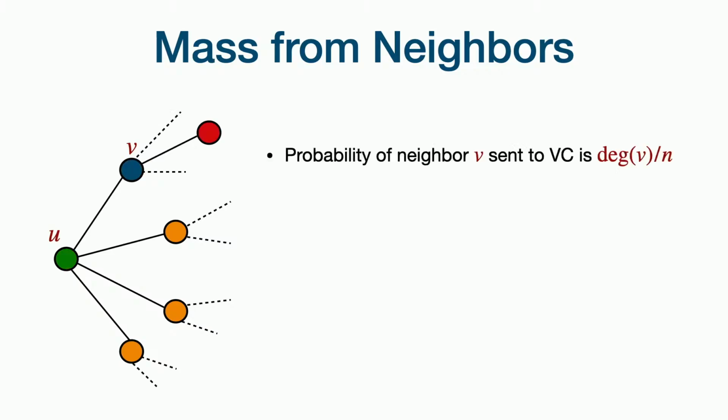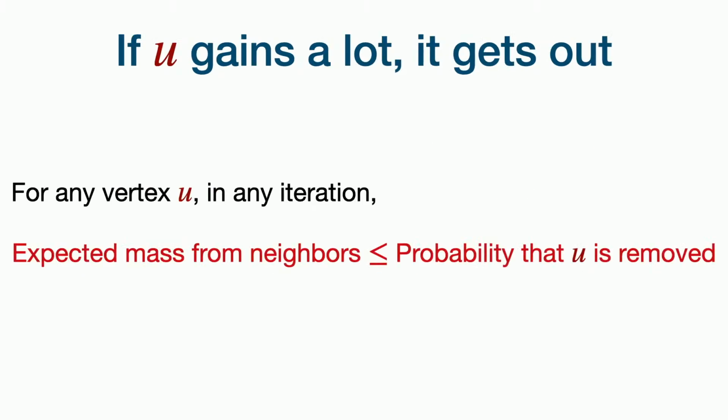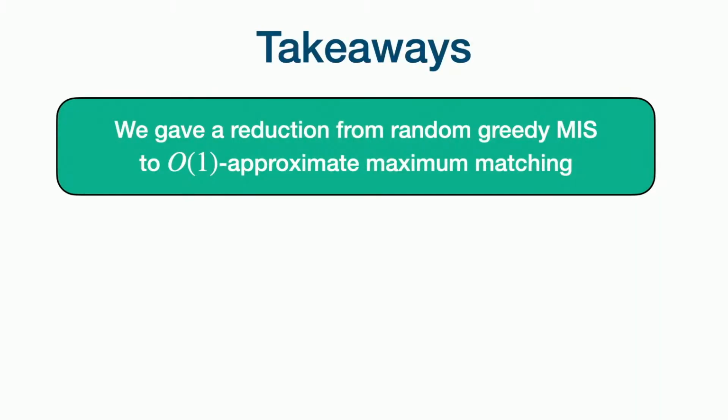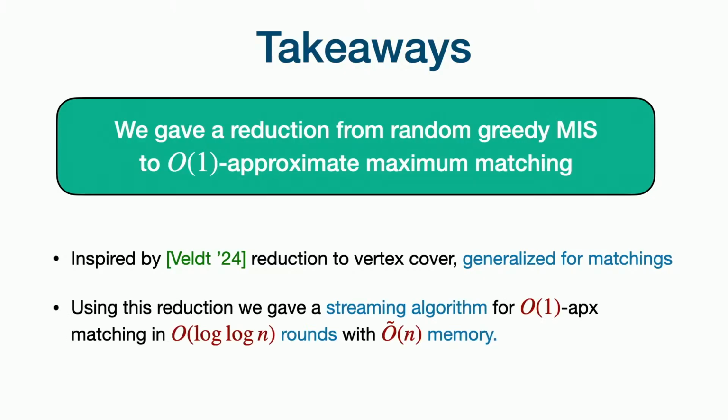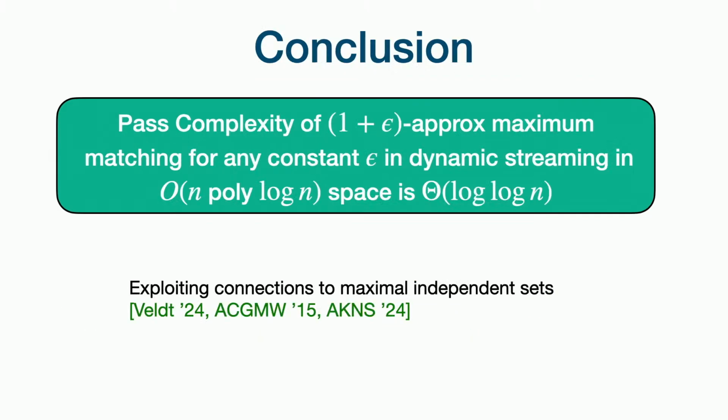OK, I'm going to skip the proof of why this is the case, and just finish with a few concluding remarks. We gave a reduction from randomized greedy MIS to constant approximate maximum matchings. There are a lot of settings where MIS is easier to compute, for example MPC and dynamic streams. So this led to improved bounds in these 2 models. And we also know that a constant approximate matching can be boosted to a 1 plus epsilon approximate matching. So we can also get a 1 plus epsilon approximate matching.